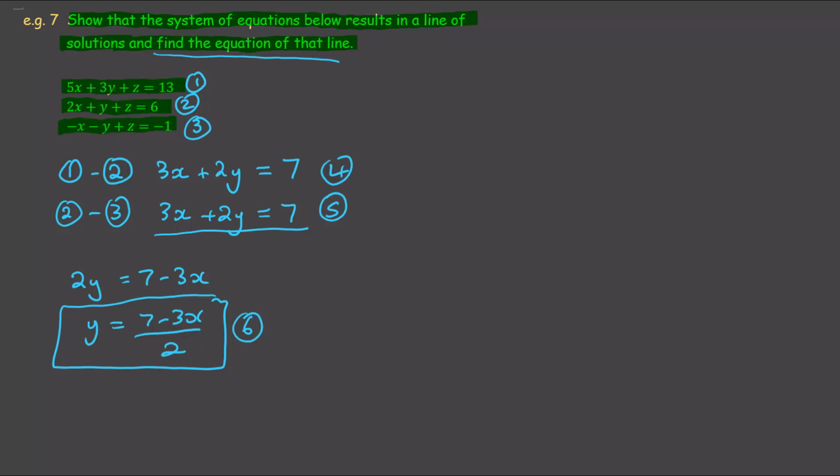I'm also going to rearrange it the other way here. So what I'm going to do is say 3x is equal to 7 take away 2y, and therefore x is equal to 7 take away 2y over 3. And I'm going to make use of that as well. And what I'm going to do is choose what I think is the easiest of the three equations to work with now, which is number 2.